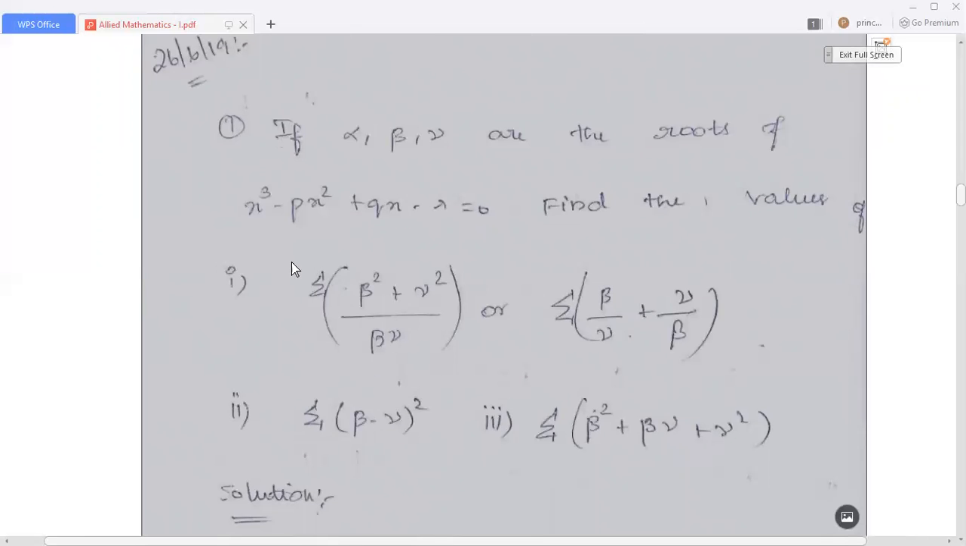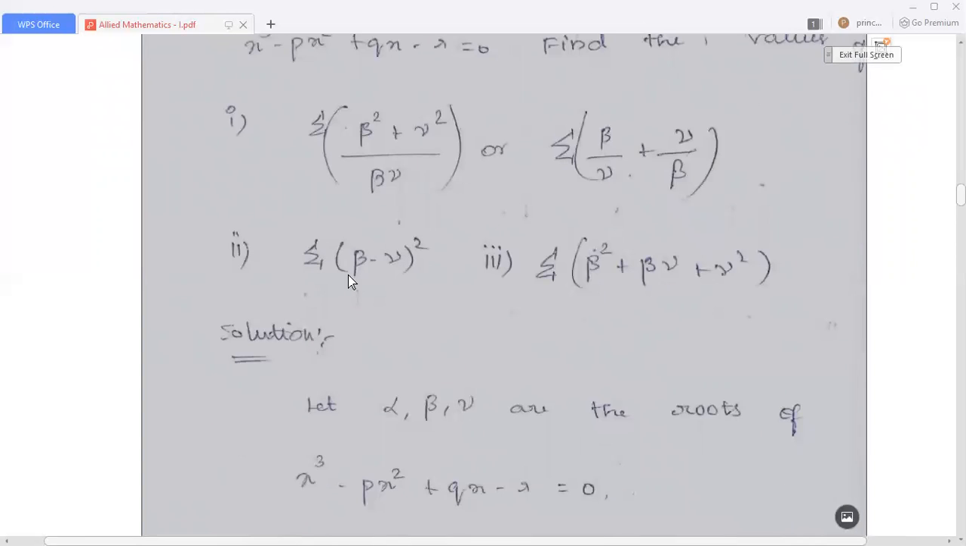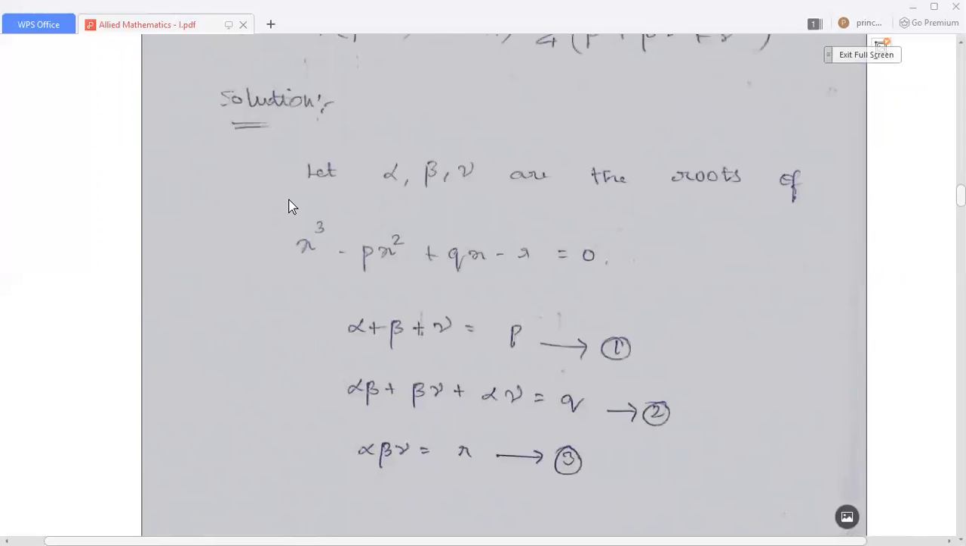Next problem. If alpha, beta, gamma are the roots of x cube minus px square plus qx minus r equal to 0, find the values of number 1, sigma beta square plus gamma square by beta gamma. Number 2, sigma beta minus gamma whole square. Number 3, sigma beta square plus beta gamma plus gamma square. Now we write the solution.